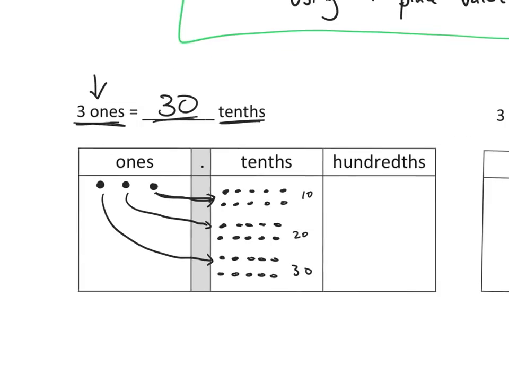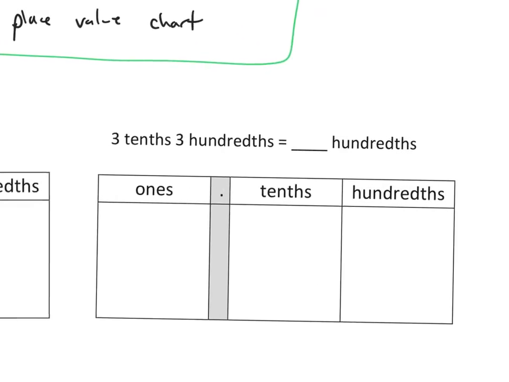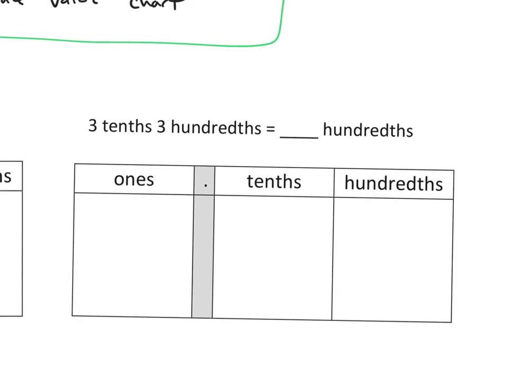And so we could do the same thing when we're working with a mixed number as well. So in this case we have 3 tenths. So this isn't necessarily a mixed number, but a mix of two different units. 3 tenths and 3 hundredths. And using our understanding of fraction equivalence, we know that 1 tenth is also equal to 10 hundredths. So I can actually unpack each one of these tenths into 10 hundredths.